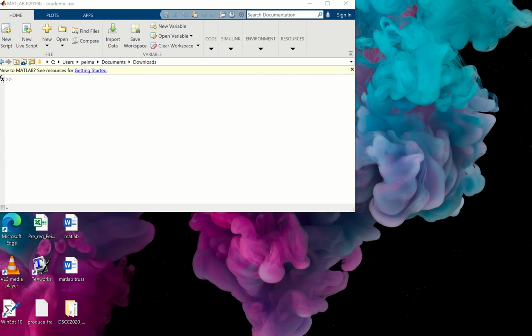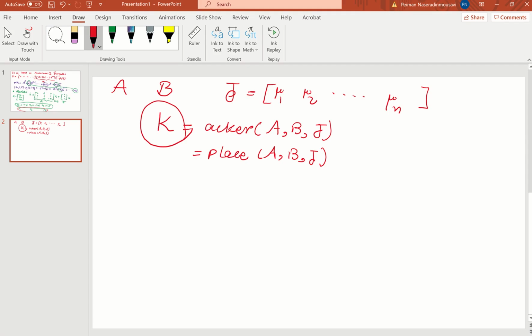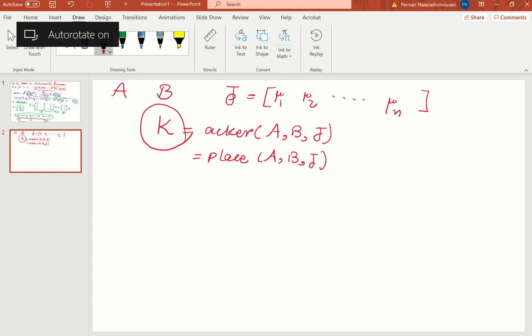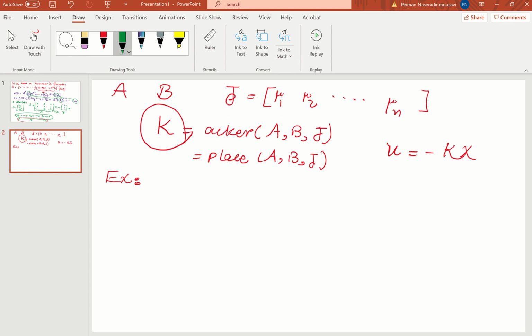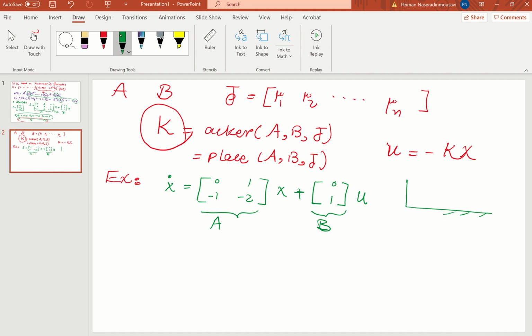Let me connect this to its pad. Okay, so I open MATLAB, and now let me give you the simplest example that I can have. So the simplest example, suppose, is an example by MATLAB. You are designing the state feedback control law. Suppose that your boss says you have a second order system x dot equals [0, 1; -1, -2] x plus [0; 1] u. This is your A, and this is your B. What's an example of that? The simplest example is this, guys.